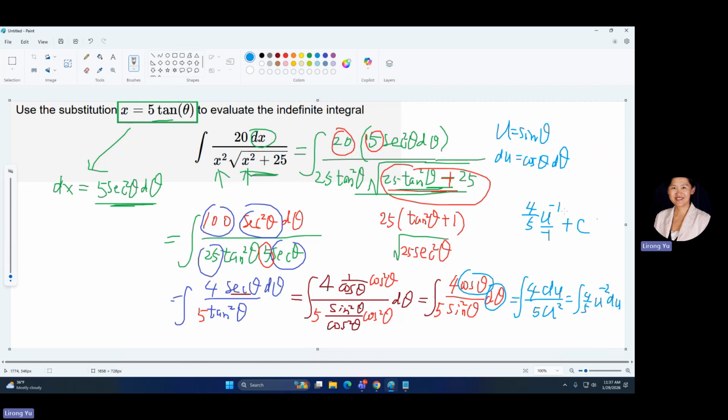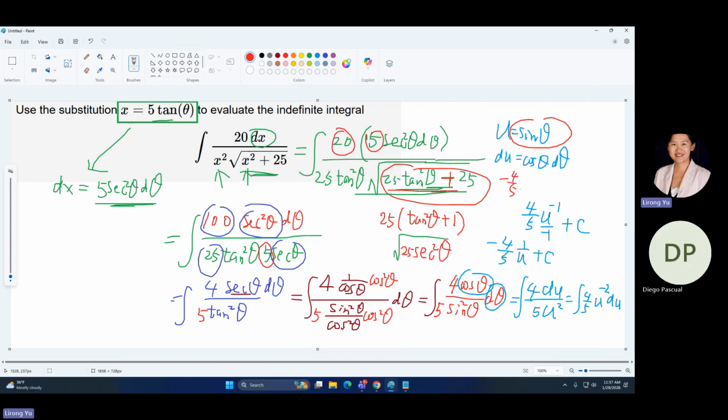Working on reverting the variable. This is actually 4/5, and then there's a negative. This negative sign, we put it to the negative there. So it's negative 1/u, when the u is in the negative power. Okay, u is equal to sine theta. We put one over sine theta, so what we actually have is negative 4/5, 1/sine theta plus c.